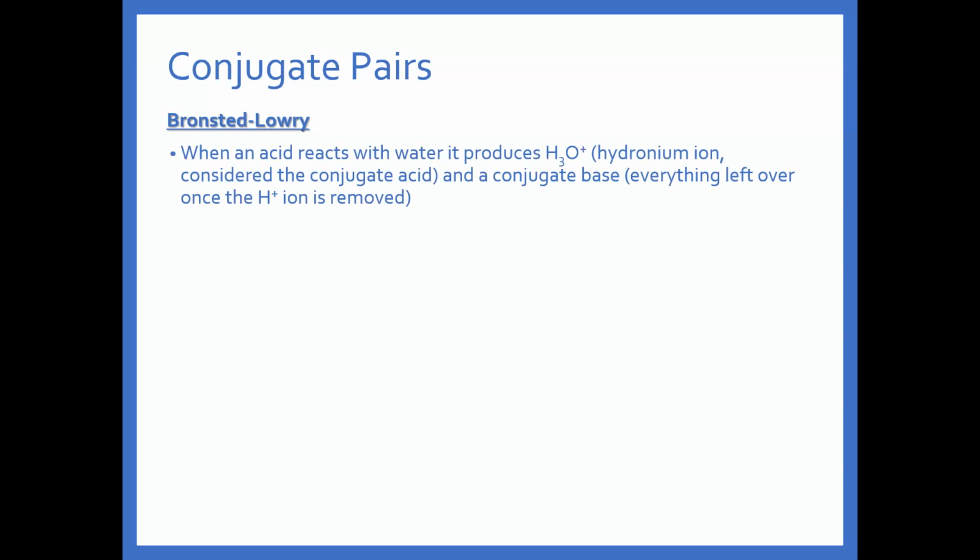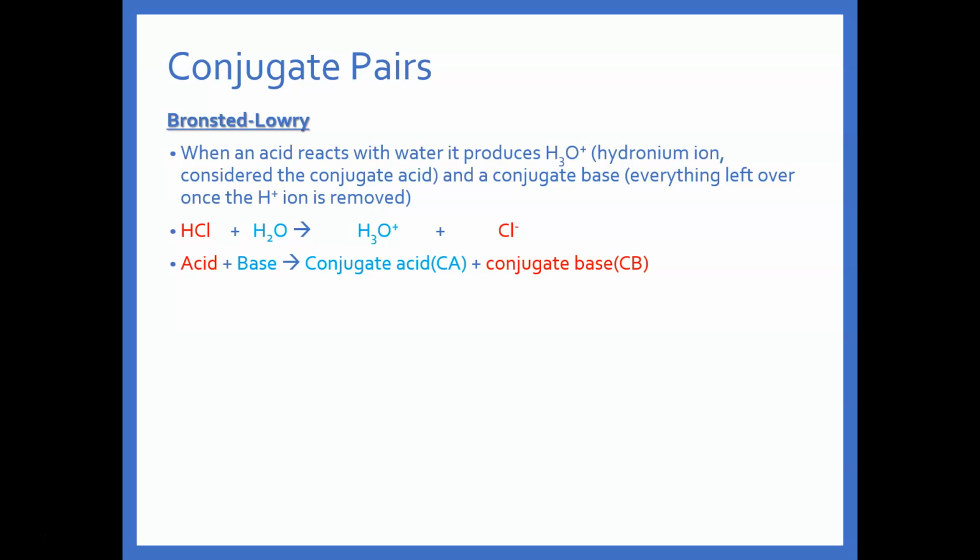Bronsted-Lowry said when an acid reacts with water, it produces hydronium ions, H3O+, which is going to be considered to be the conjugate acid. And the conjugate base is going to be everything left over once the hydrogen ion is removed. So we have hydrochloric acid, HCl, plus water. Remember, water can be an acid or a base. It just depends on what it's reacting with. So in our case, we know hydrochloric acid is an acid. It's in its name. So that means water has to be the base.